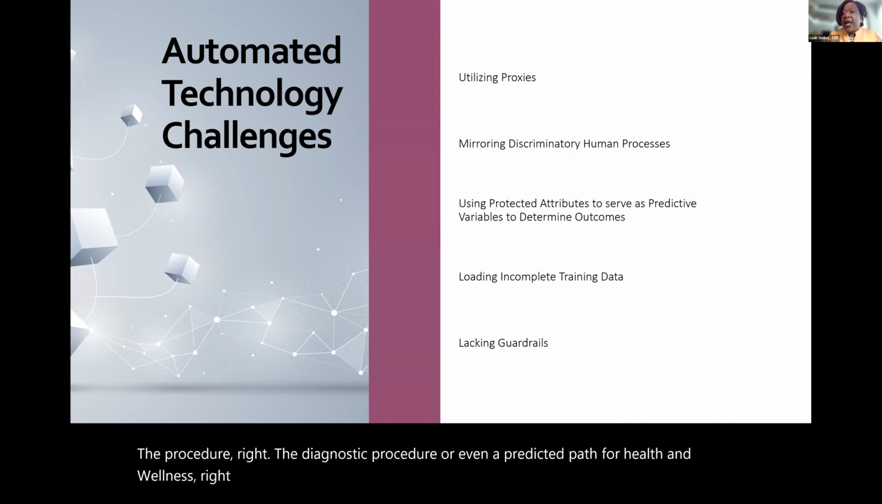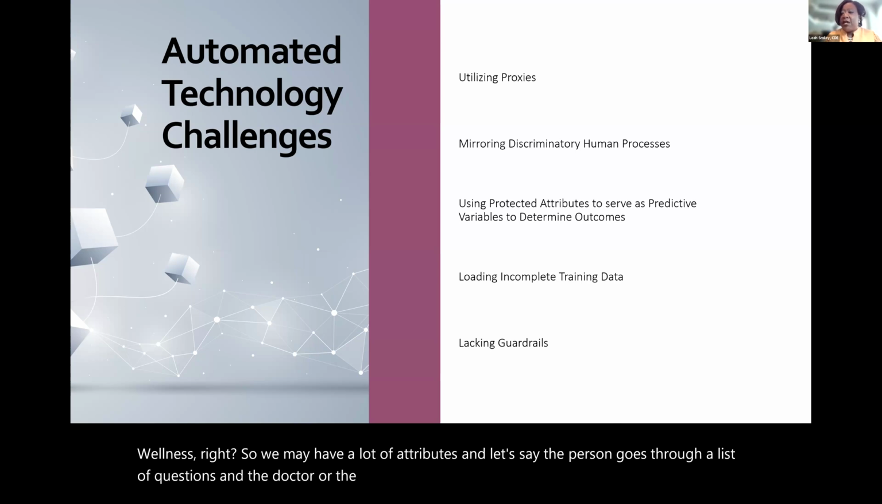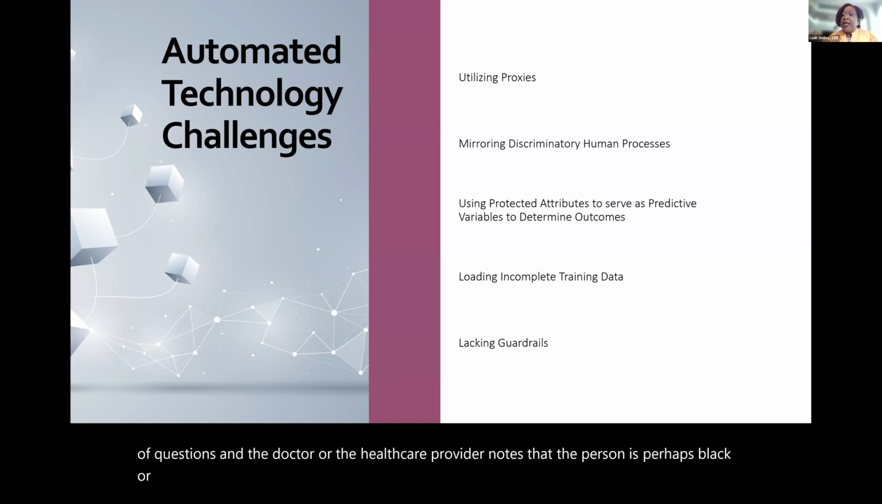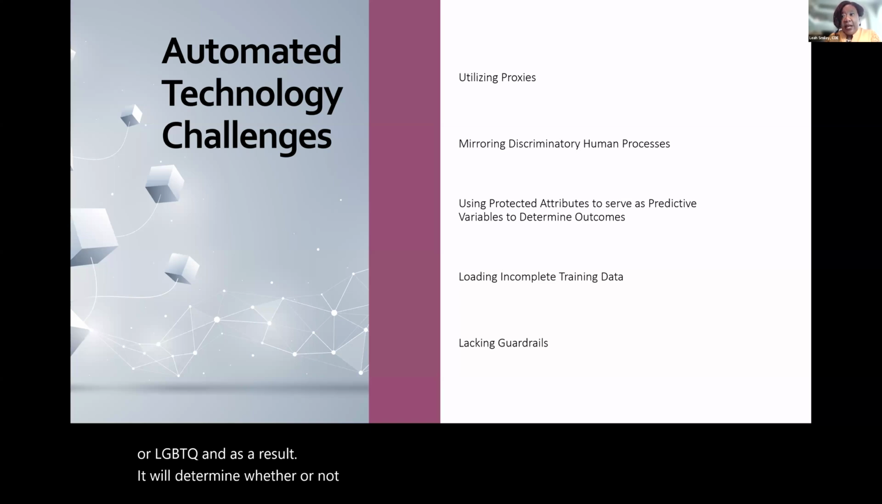So we may have a lot of attributes, and let's say the person goes through a list of questions, and the doctor or the healthcare provider notes that the person is perhaps Black or LGBTQ, and as a result, it will determine whether or not the individual gets additional care.